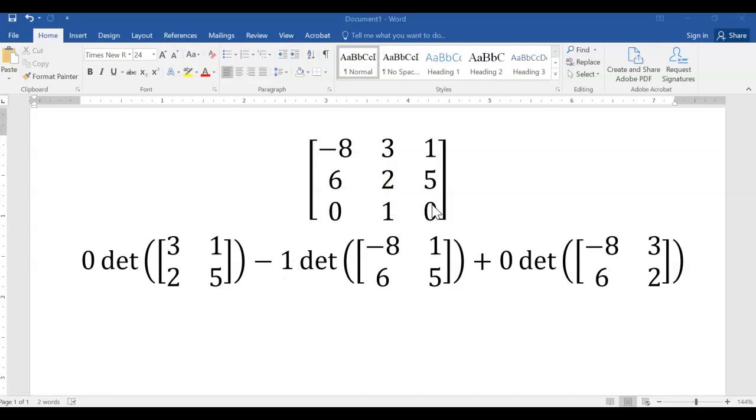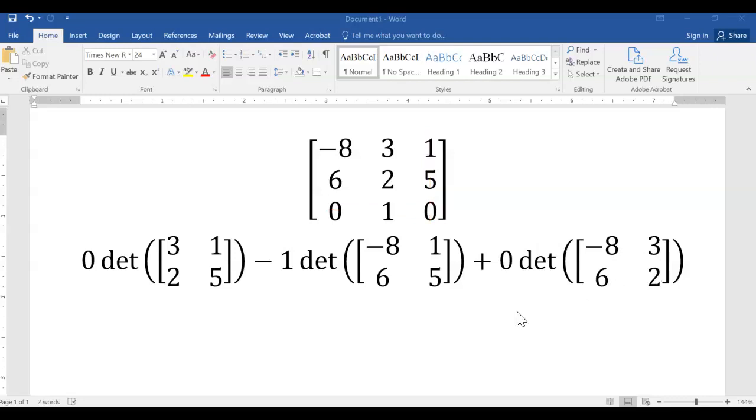So we get negative 8, 1, 6, 5. And then the last entry here is 0. And we're going to eliminate it. First off, it is the third row, third column spot. So row 3, column 3, that adds to 6. So that's even. So you're going to get a plus 0. Again, not that it matters on 0, but just in general. Eliminate the column and then the row that 0's in. And we get the submatrix negative 8, 3, 6, 2.